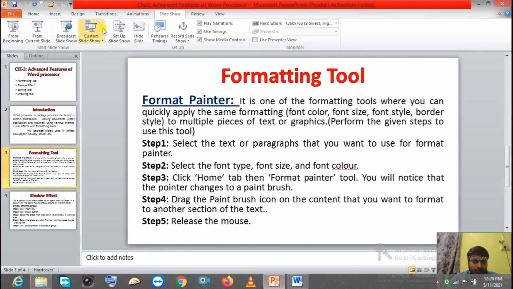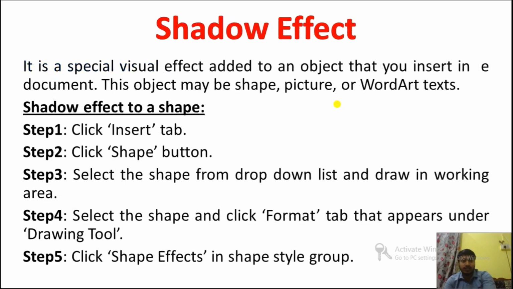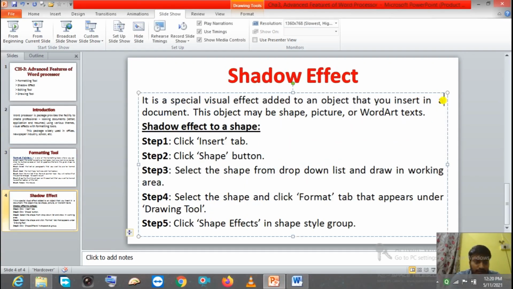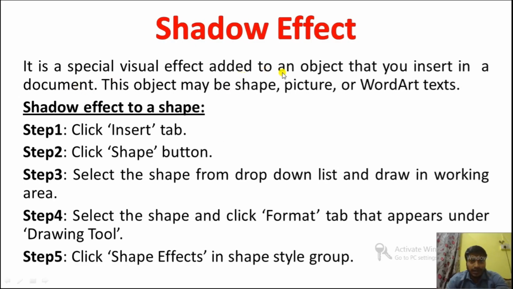Understood? Then we have shadow effect. How to give shadow effect? It is a special visual effect added to an object that you insert in a document. This object may be a shape, picture or word art text. So the object can be a shape, picture or word art text that you can insert in your document.